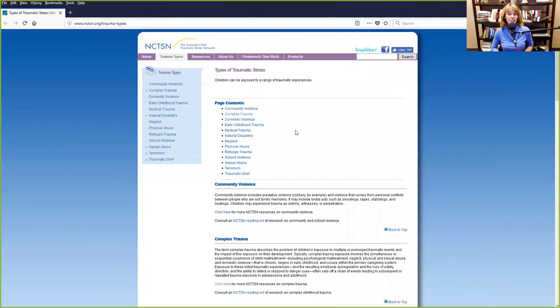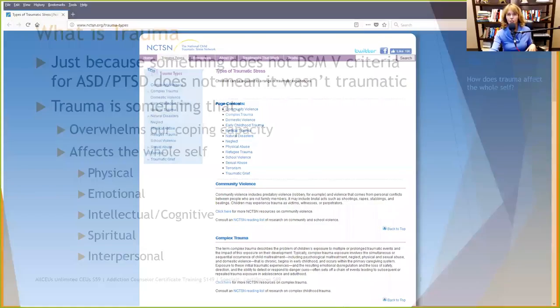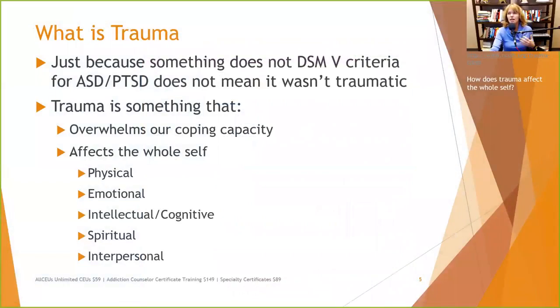School violence, sexual abuse, terrorism, and traumatic grief. And traumatic grief generally happens when there's a loss outside of the natural order, like a child dying too soon. That can happen if you have an 8-year-old at home and you have a baby and the baby dies of SIDS, and the child is going, oh my gosh, how did this happen? What happens? So there are a lot of different issues, and you can read up on it if you want to later. And then how does the trauma affect the whole self?